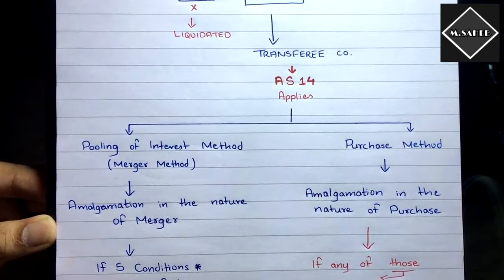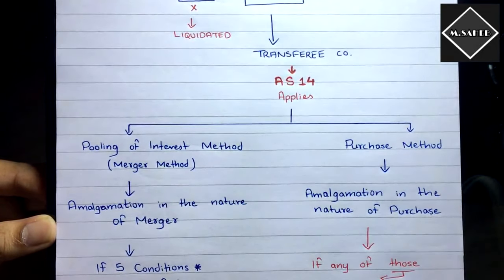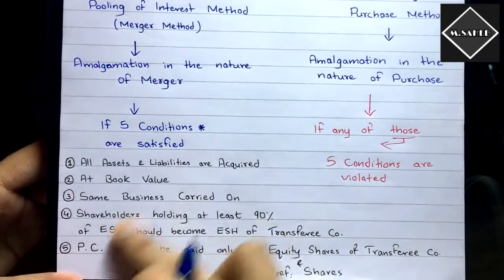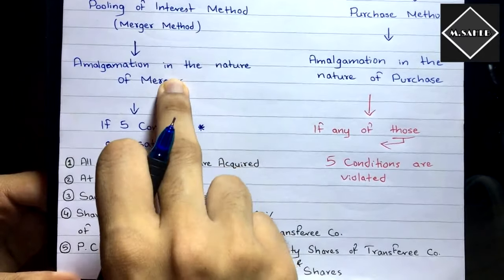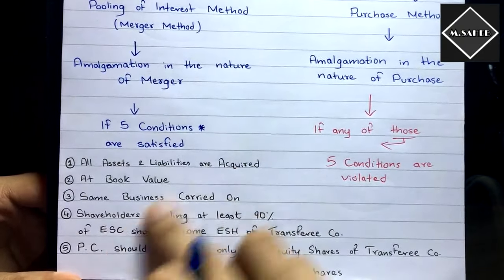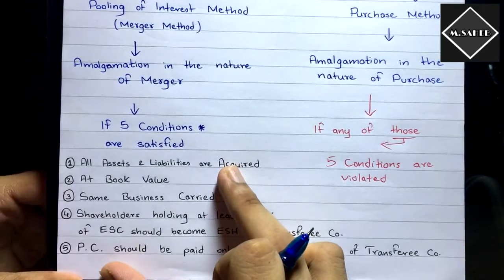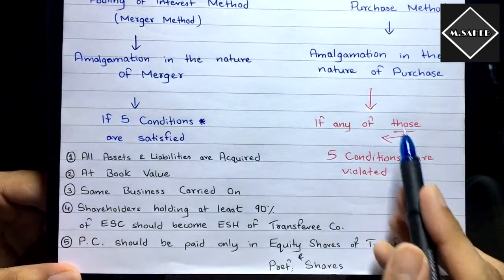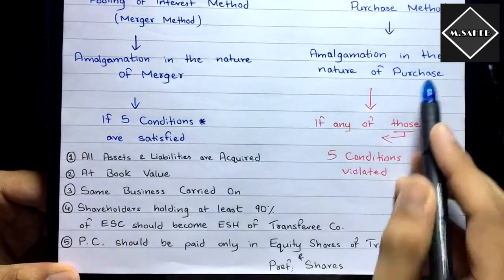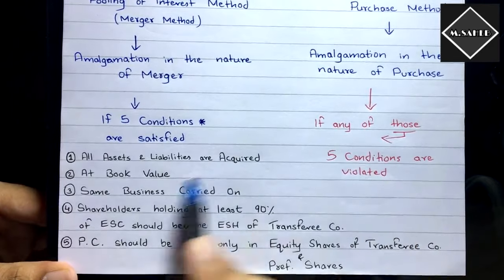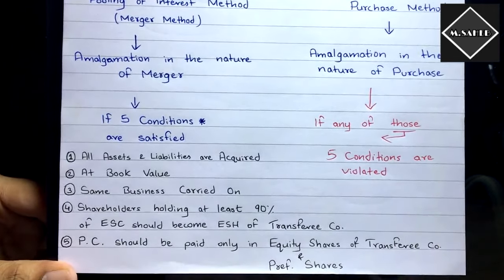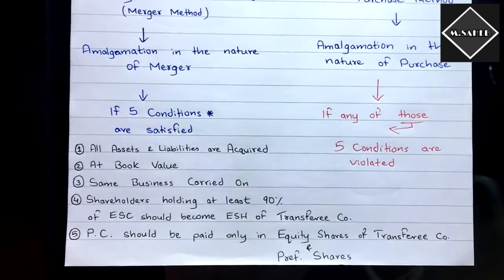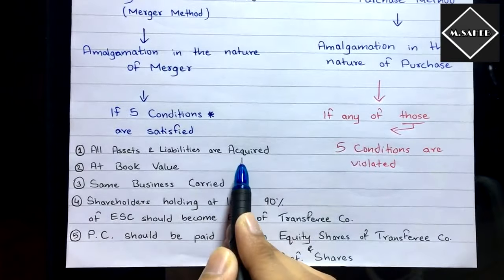So for that we have got 5 conditions that we have to look for. If these 5 conditions are satisfied, then it is called amalgamation in the nature of merger. And if any of these 5 conditions is breached, is violated, if it breaks any of the 5, then it is called as amalgamation in the nature of purchase. Simple. So now let's go through these 5 conditions. See here, it's very simple. Now the first condition is, see here, all assets and liabilities are acquired.